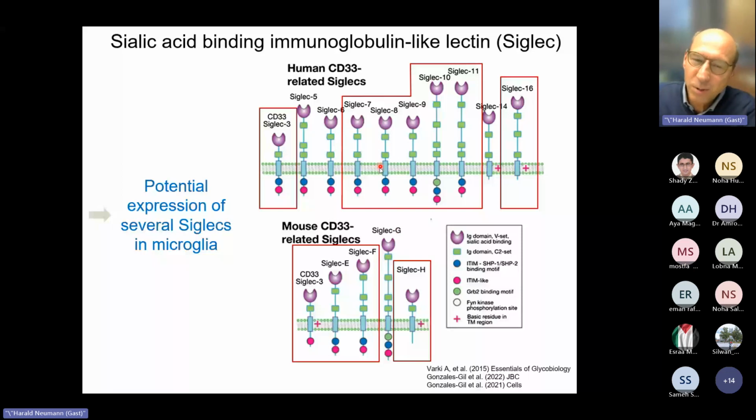And this means also that you cannot make a clear homology between a human and a mouse Siglec. So the mouse Siglec 3, CD33, has the same name as the human CD33, but it has a different signaling cascade. The mouse one has a charged residue, which can also lead to activatory signaling, while the human one is only inhibitory signaling. And they also have different ligand binding properties. So there are no clear homologs between the mouse and the human.